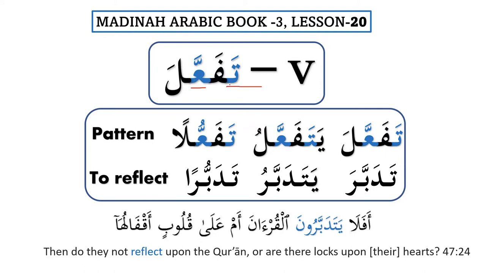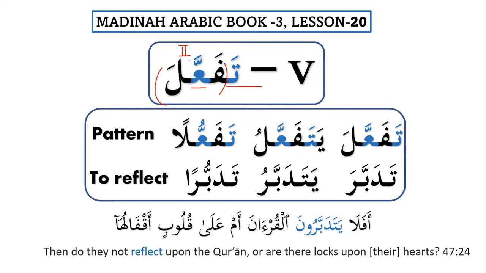This form is basically when we add ta to form number 2. What is form number 2? Form number 2 is fa'ala, right? Fa'ala. Yeah, fa'ala is form number 2. And when we add ta to that, it becomes tafa'ala, and it becomes form number 5. And it's easy to remember that this is basically the reflexive form of form number 2.